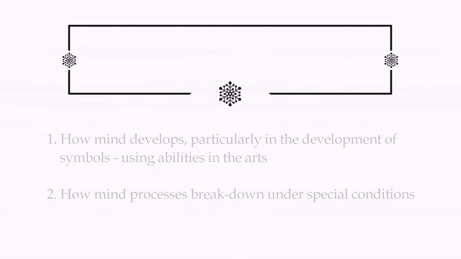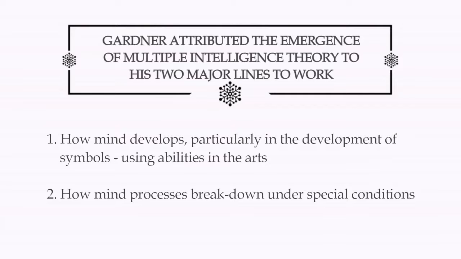Gardner attributed the emergence of multiple intelligence theory to his two major lines of work: how mind developed, particularly the development of symbols using abilities in the arts, and how mind's processes break down under special conditions.